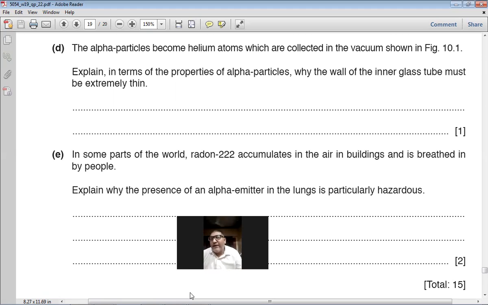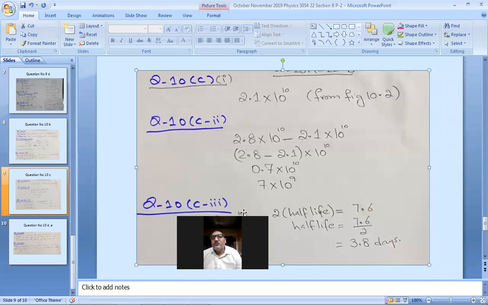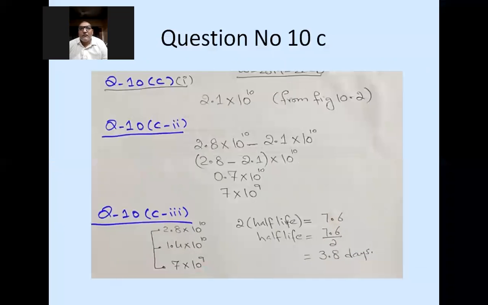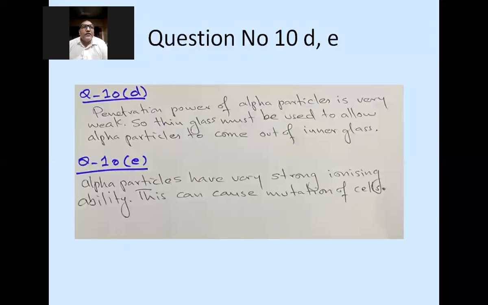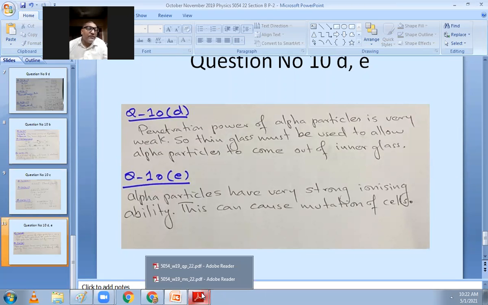So let's check what I have written as an answer. Here we go. Okay, so penetration power of the alpha particles is very weak. So thin glass must be used to allow the alpha particles to come out of the inner glass. Alpha particles have very strong ionizing ability. This can cause mutation of cells. That is the danger of the alpha particles.